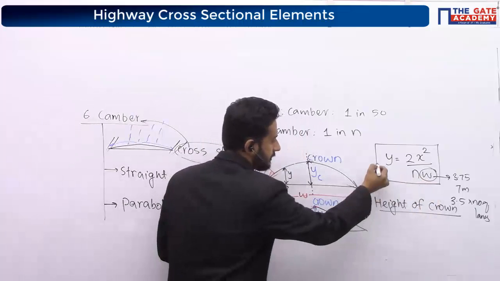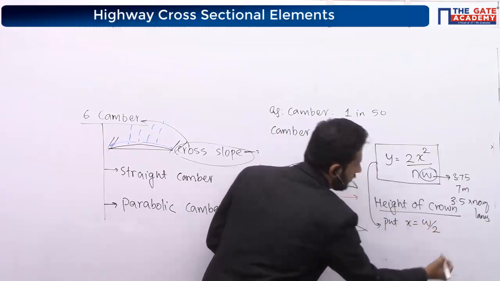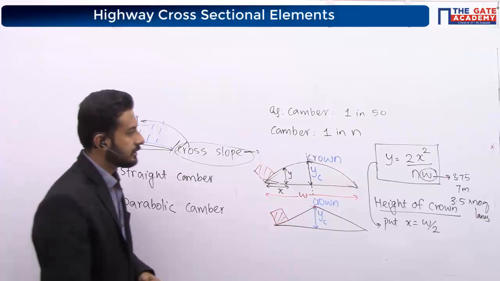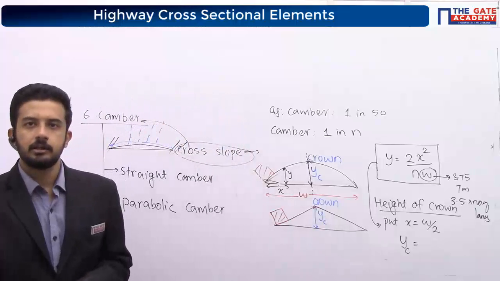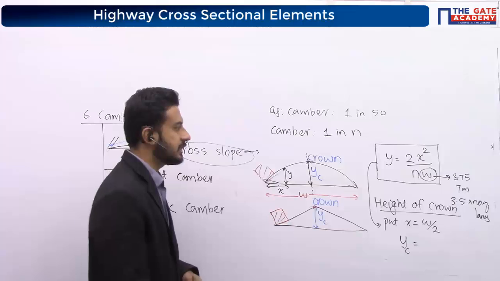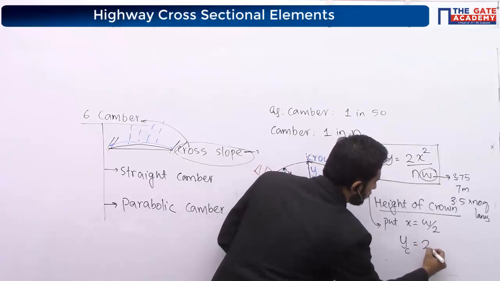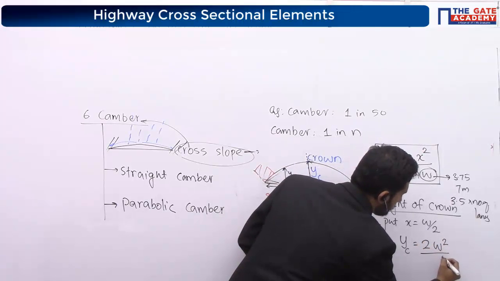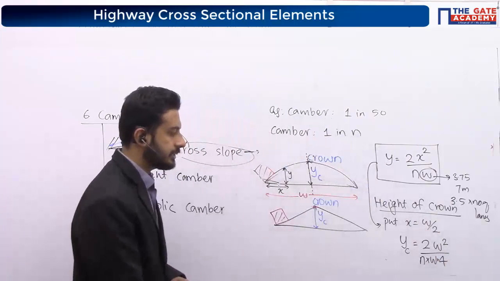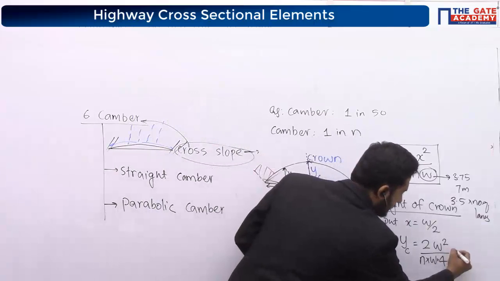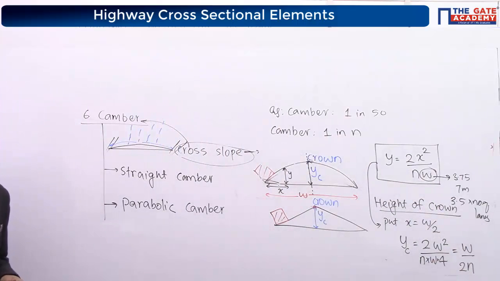Height of crown, if you want to find out, what you have to do? Put x equal to W by 2. Calculate how much you are getting for y. Then y will become YC, the height of crown. How much will you finally get? If you are substituting x equal to W by 2, everyone please calculate. Tell me how much you are getting. You will get something like this. One W and the other W will cancel. Finally it will be W by 2n. Yes, very good.